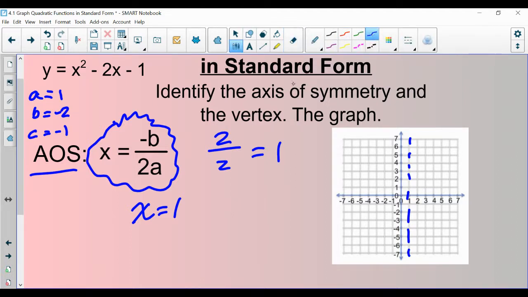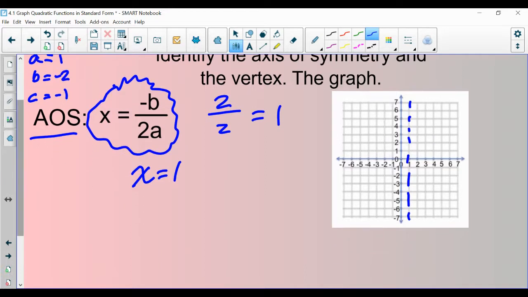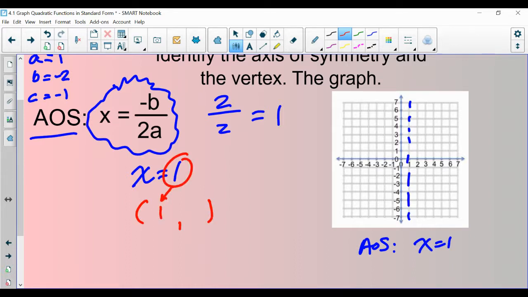So one of the things we need to do is identify the axis of symmetry. The axis of symmetry is x equals 1. Up next, we need to find the vertex. What I told you guys is the vertex will always use this value. Okay, the vertex has to exist on the axis of symmetry. The x values everywhere along this line are 1.